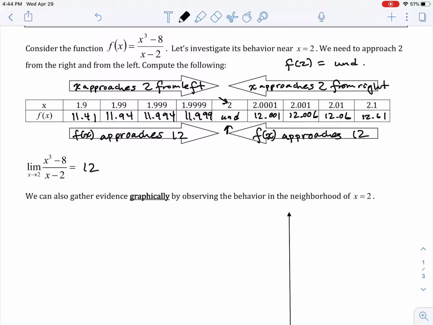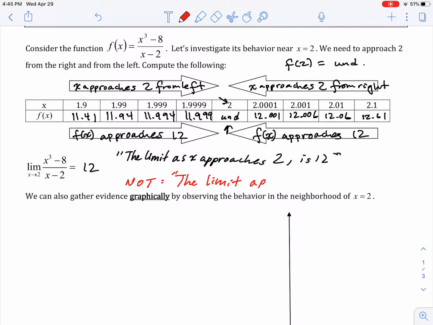Now, it's really important that we're clear about the verbiage here. What we're going to say is the following. We're going to say the limit as x approaches 2 is 12. In other words, the limit is 12. What we are not going to say, and I'm just going to write this in red to reinforce this, is we are not going to say the limit approaches 12.